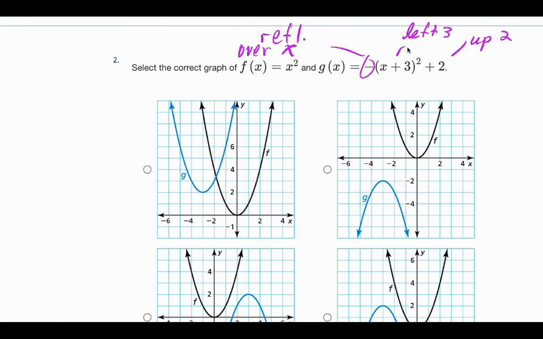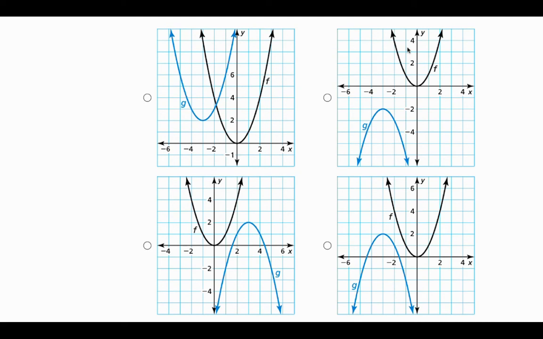So if I look at this one here, if I go left 3 and up 2, well, that's not going to work. Left 3 and up 2, it's not that one. Left 3 and up 2, there's our vertex. And then we did flip it over, so it has to be the last one. Again, if you're not sure on this one where it's just asking you to look at the graph, put it in your calculator.